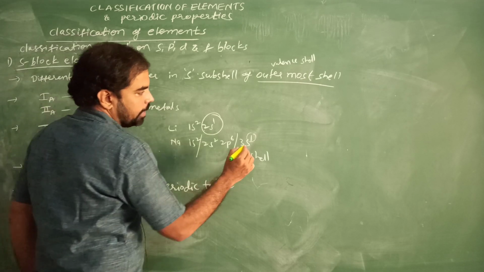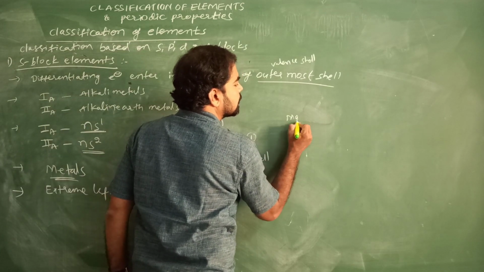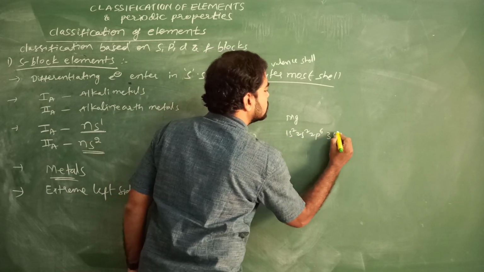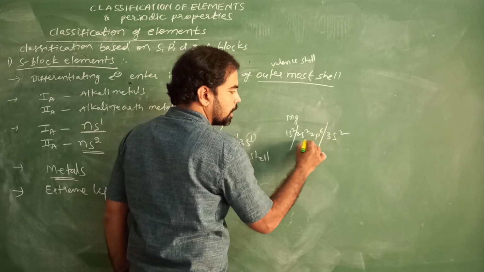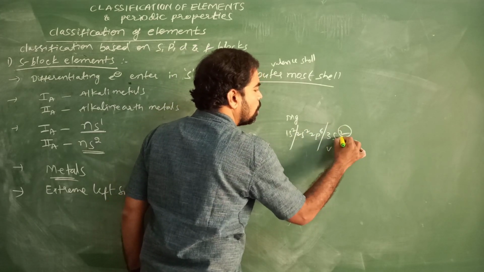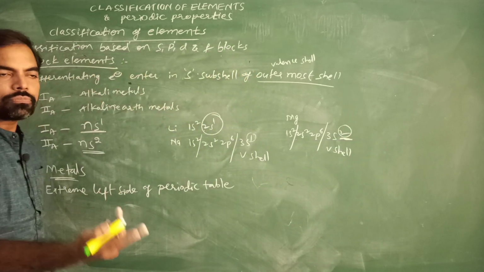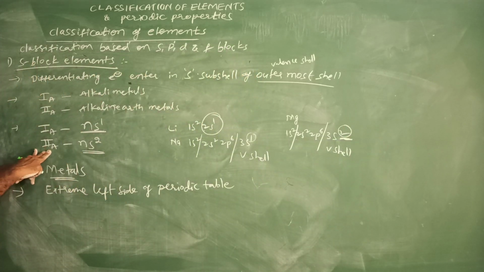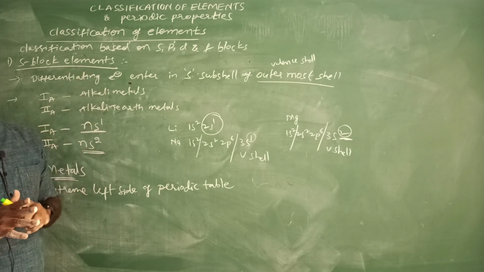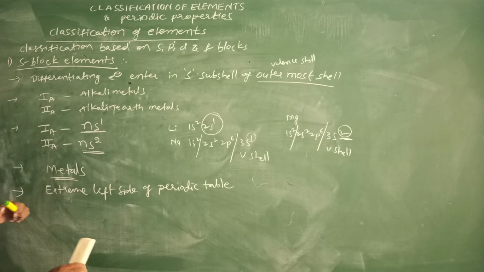ns2. Take a second A group element, magnesium, second group. 1s2, 2s2, 2p6, 3s2. This is the first shell, second shell. This is the valence shell or last shell. In the last shell, how many electrons are present? 2. So that's why it belongs to second A, right? Beryllium, magnesium, calcium, strontium, barium, radium, all are second A group elements. Okay, students. So these are the S block elements.